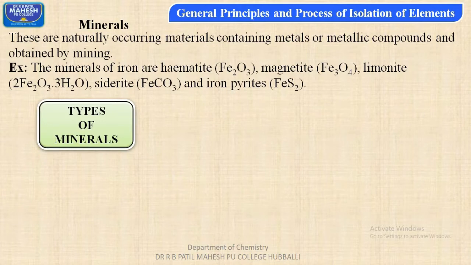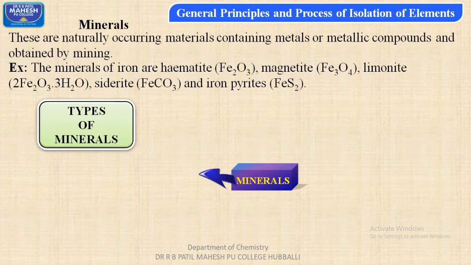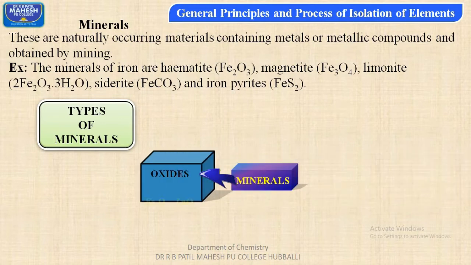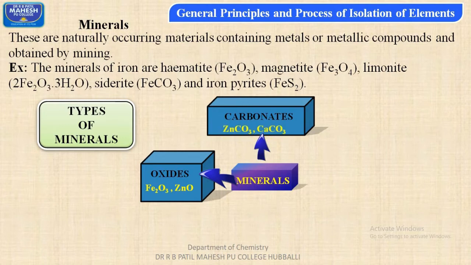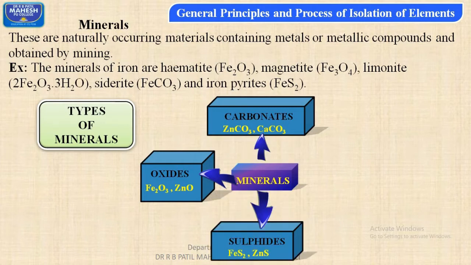Let us study the types of minerals. Minerals are of many types. The first one, oxide minerals. Example, ferric oxide and zinc oxide. The second type of mineral, students, is carbonate minerals. For example, zinc carbonate and calcium carbonate. The third type, sulfide minerals. Example, iron sulfide and zinc sulfide.